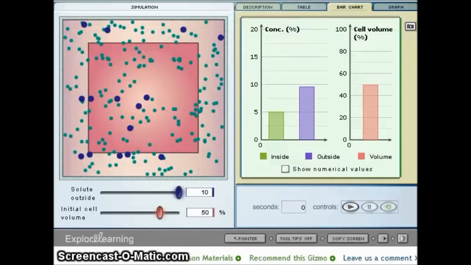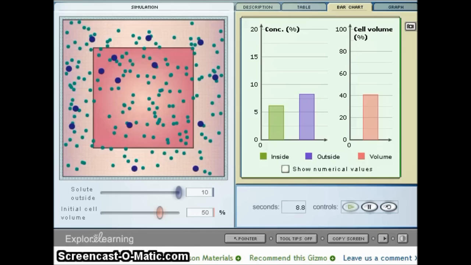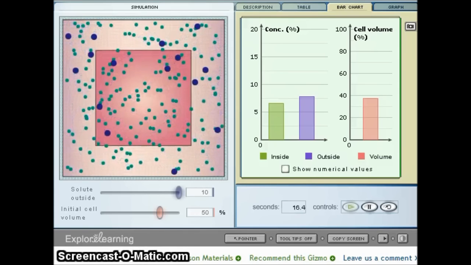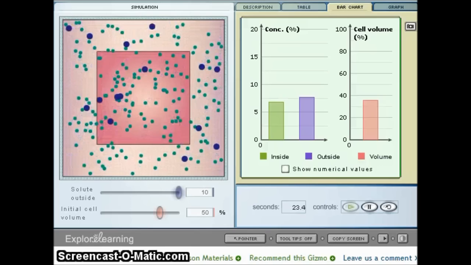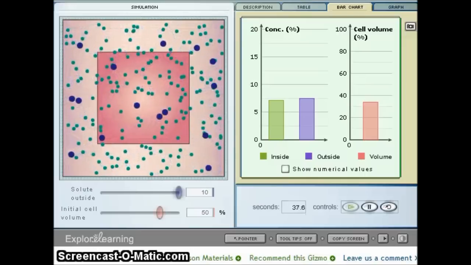Next to our simulation, you see two bar charts. The bar chart on the left shows how the beginning concentration of sugar molecules is much higher in the corn syrup surrounding the egg than inside the egg. The bar chart on the right shows how the volume of the egg changes as it floats in the corn syrup. Notice that the egg shrinks as the concentration of sugar molecules equalizes between the inside and the outside of the egg.